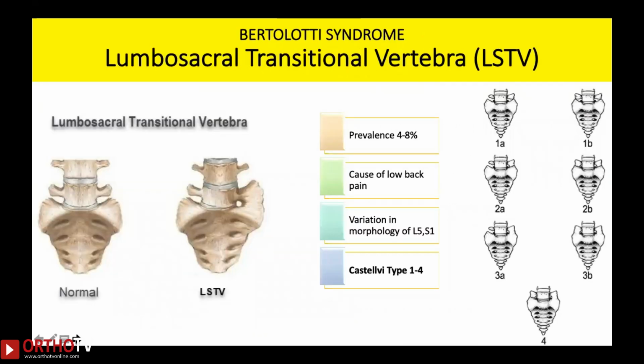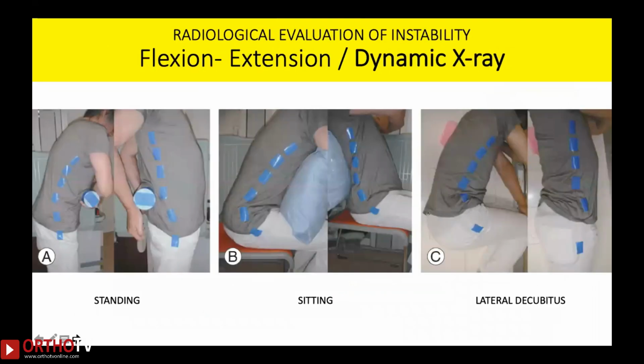Lumbosacral transitional vertebra is another commonly found pathology. The prevalence is around 4 to 8%, and it is a common cause of low back pain in young adults. It is actually not a pathology, but a variation in the morphology of L5 and sacral vertebra. Castellvi et al. gave a classification from type 1 to type 4, describing the various types. In type 1, there is a hypertrophic transverse process of L5, and in type 4, the L5 and S1 are fused to each other with the transverse processes. And this condition, in which there is back pain in addition to lumbosacral transitional vertebra, is called Bertolotti syndrome.